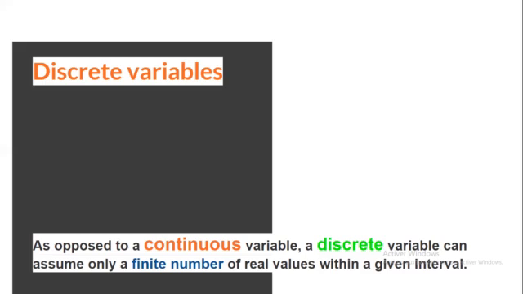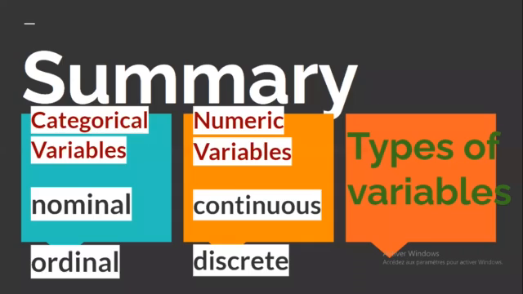In summary, we have two types of variables. 1. Categorical variables, which are divided into nominal and ordinal. 2. Numeric variables, which are divided into continuous and discrete.